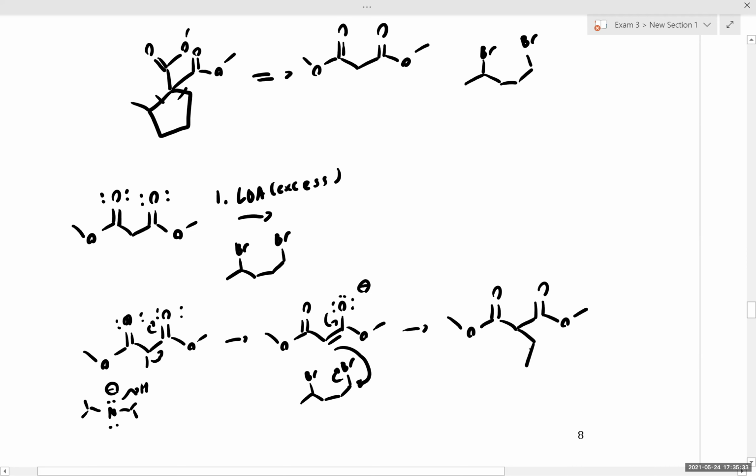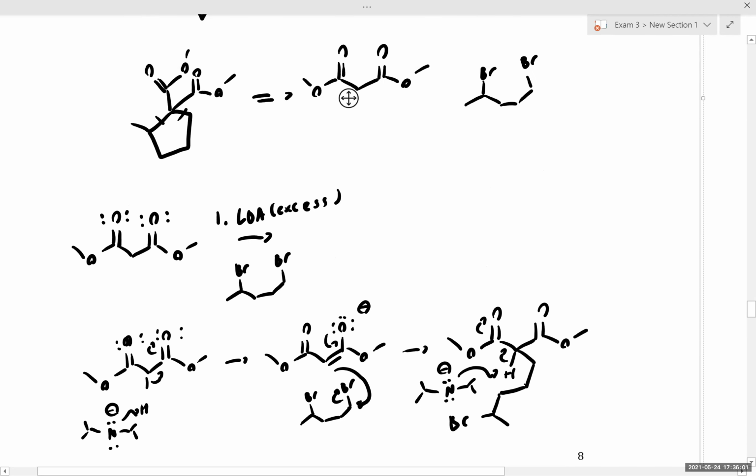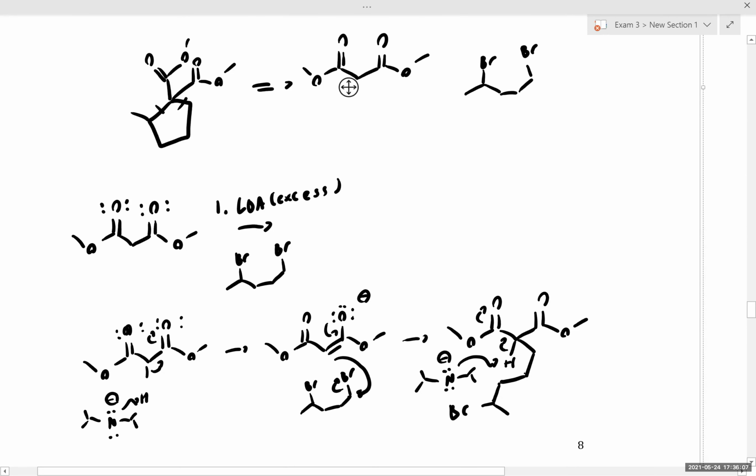1, 2, 3, 4, 5. From here, let me just redraw this a little bit. We're going to again successively deprotonate our alpha position to generate another enolate. Do we have to show the mechanism for this? No, we don't. Okay, so I was thinking of the previous problem. Anyway, let's just draw out this dialkylation product.